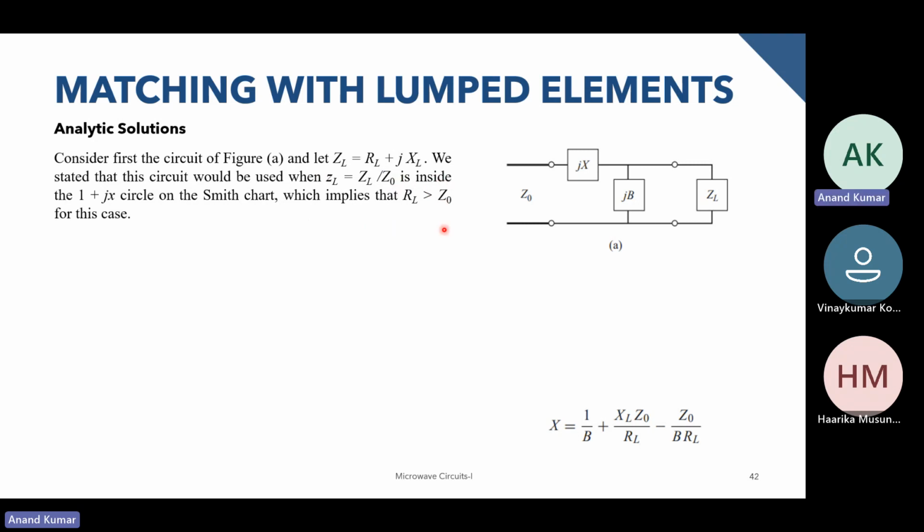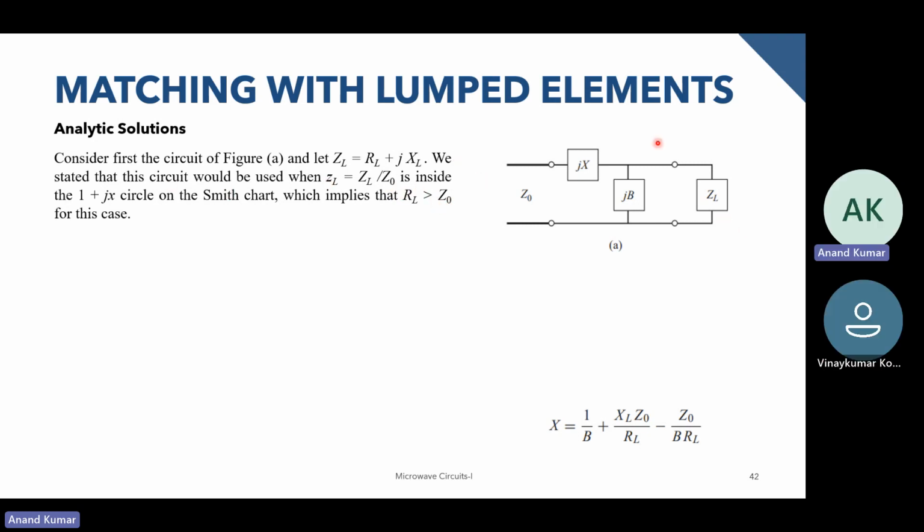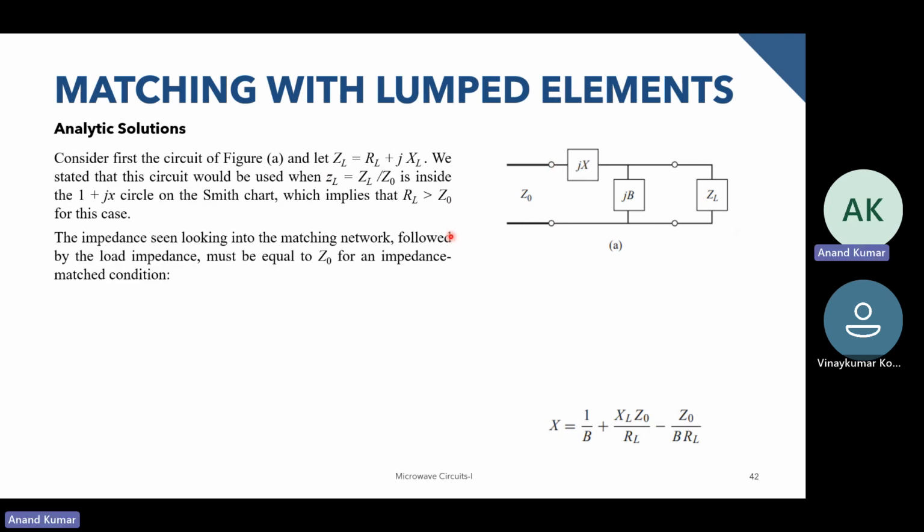Since we don't have a Smith chart on hand right now, we can just check whether RL is greater than Z naught. If this is true, then we will be using this particular circuit. Now, once we have decided which circuit to use, we'll calculate the impedance looking into the circuit.